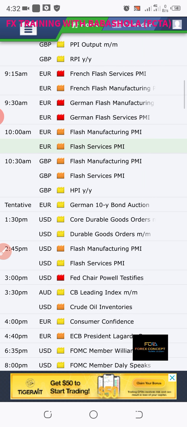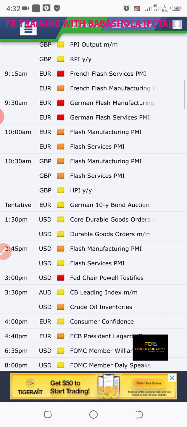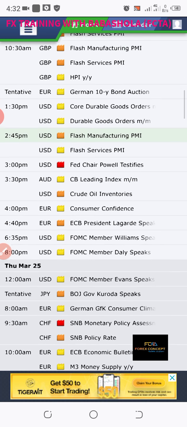We also have a GBP flash manufacturing PMI. This one is telling us that the forecast is lower than the previous, which means we can sell the GBP until we have the actual price. Also, we have the flash service PMI.